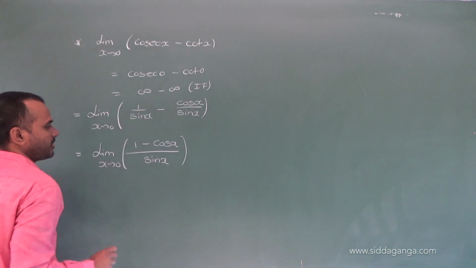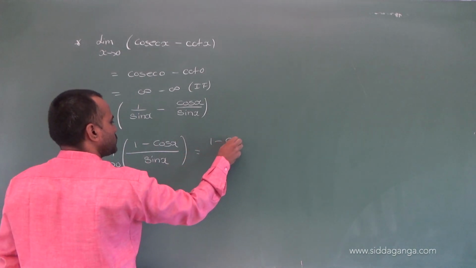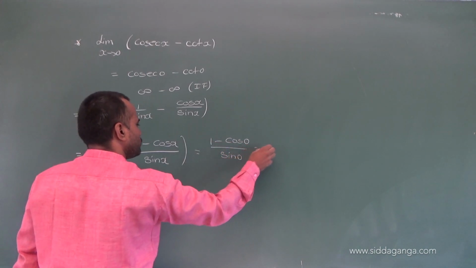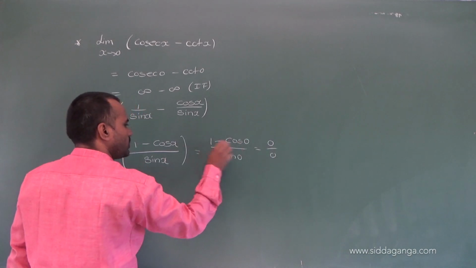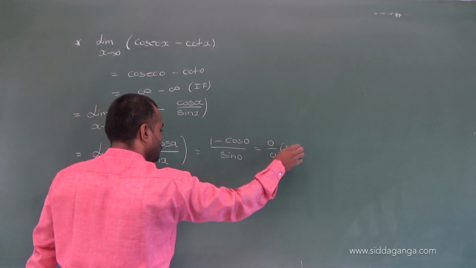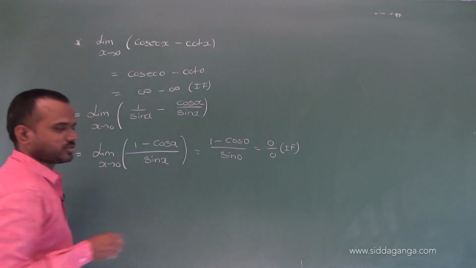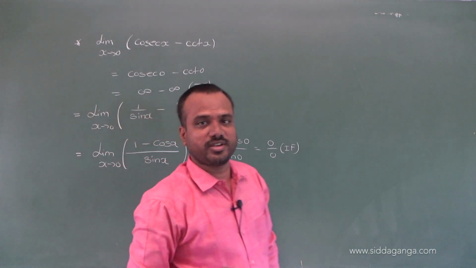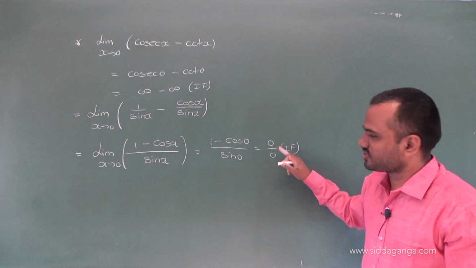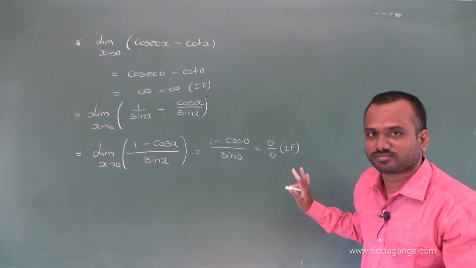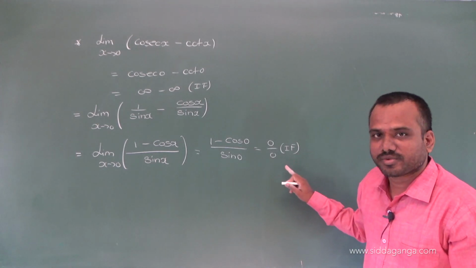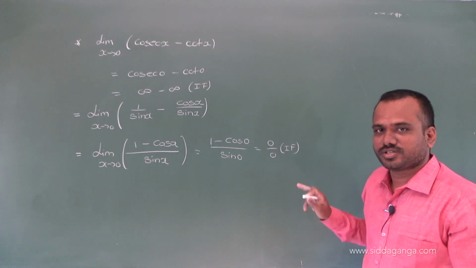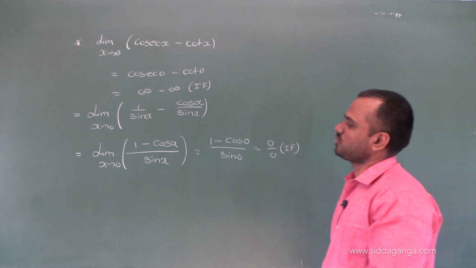Here we got infinity minus infinity. 1 minus cos 0. Cos 0 is 1, 1 minus 1 is, sorry, 0. Sin 0 is 0, 0 by 0. Firstly, we got infinity minus infinity. After simplifying, we got 0 by 0. Again, it is indeterminate form. Correct? So, 0 by 0. Then, how to solve this one?